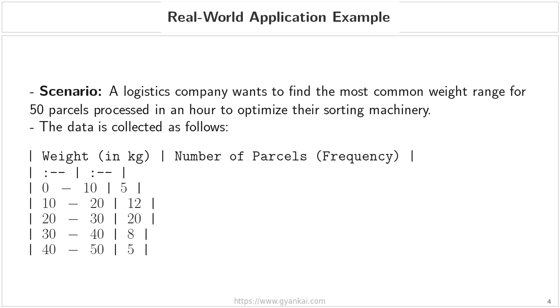Take a look at the frequency distribution table provided here. On the left, we have the weight intervals measured in kilograms, and on the right, we have the number of parcels, which we call the frequency, that fall into each weight range. We can see that for the range 0 to 10 kilograms, there are 5 parcels. For the 10 to 20 kilogram range, there are 12 parcels. Then, we see a jump to 20 parcels in the 20 to 30 kilogram range, followed by 8 parcels in the 30 to 40 kilogram range, and finally, 5 parcels in the 40 to 50 kilogram range.